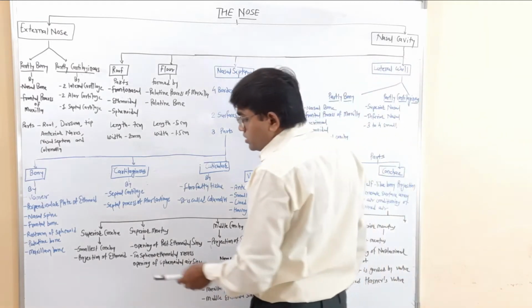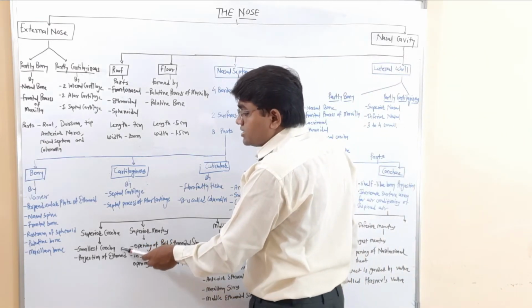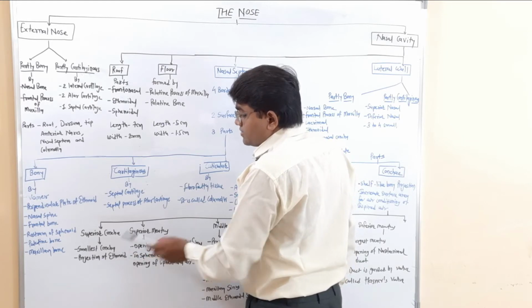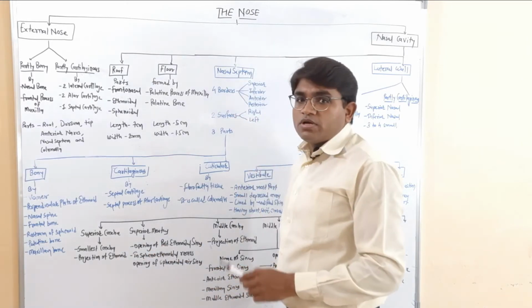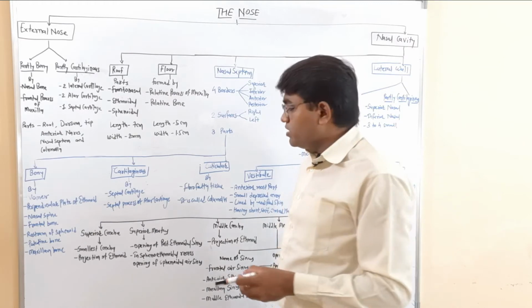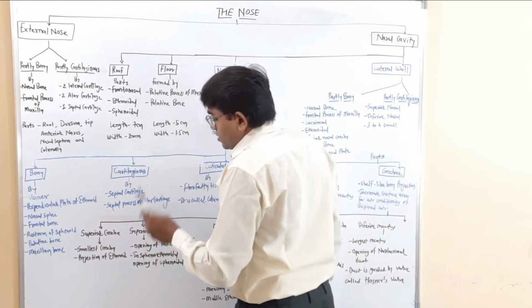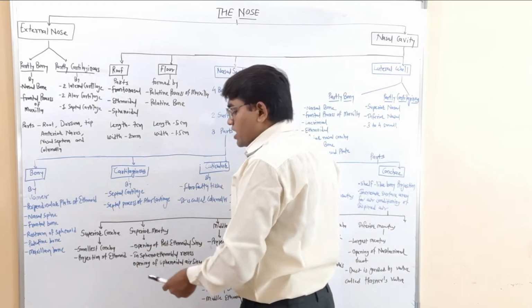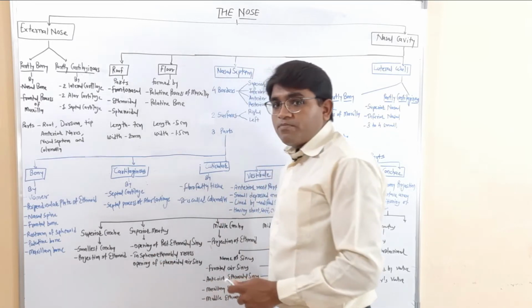So first of all, the superior concha is the smallest concha and it is a projection of the ethmoid bone. Means it is a part of the ethmoid bone. It arises from the ethmoid bone. It is the smallest concha and it is projected from the ethmoid bone.